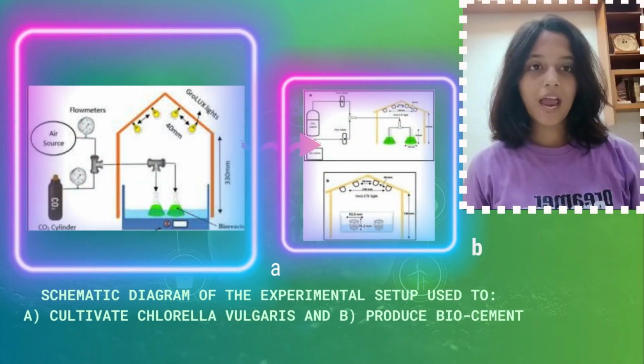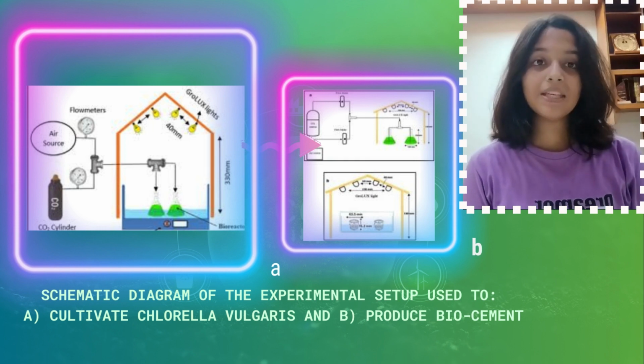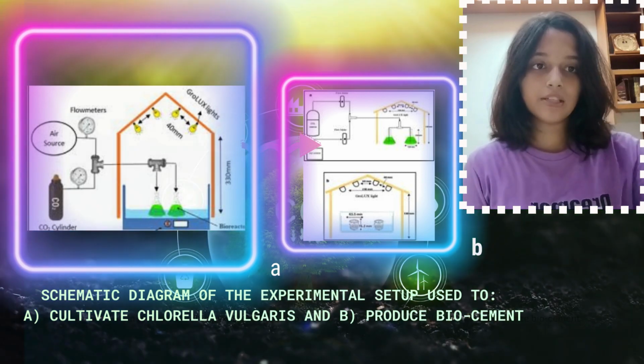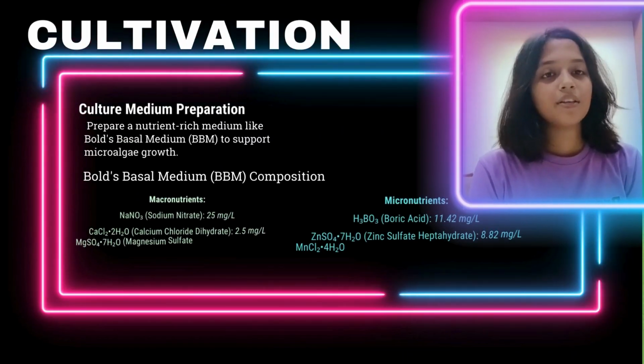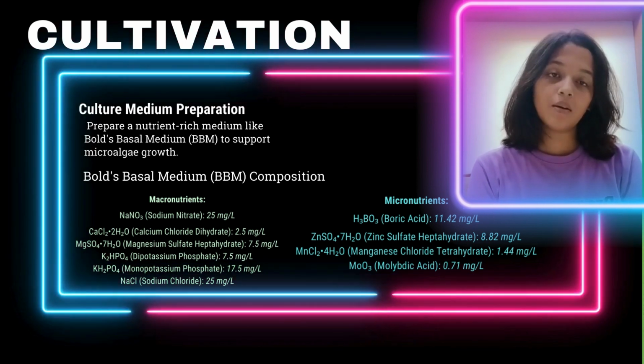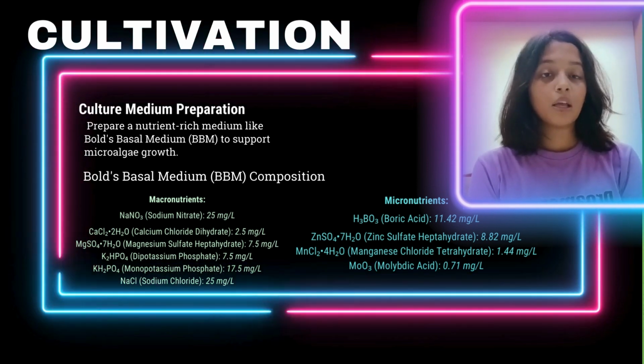Now, the diagram we are seeing here is a schematic diagram of the experimental setup used to cultivate Chlorella vulgaris, and the B image shows the production of biocement. So now, coming to the part of the cultivation of this algae. For this cultivation, we need to prepare a nutrient-rich medium like Bold's special medium to support microalgae growth.